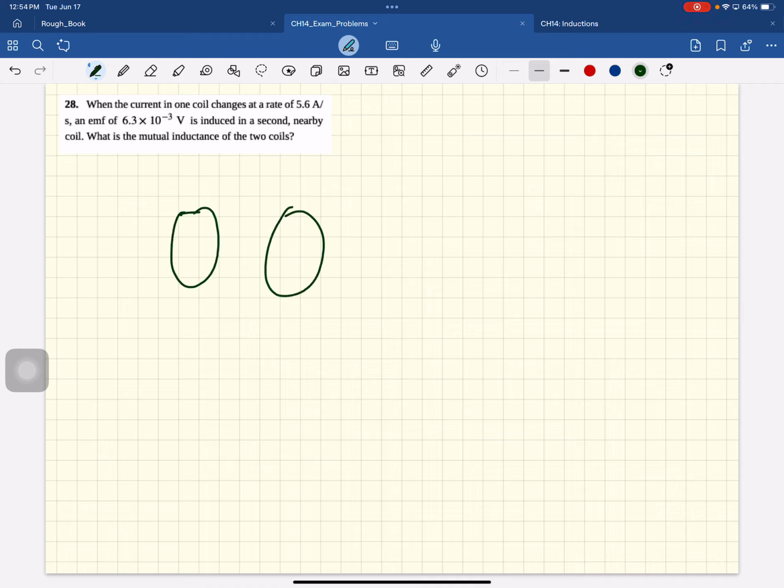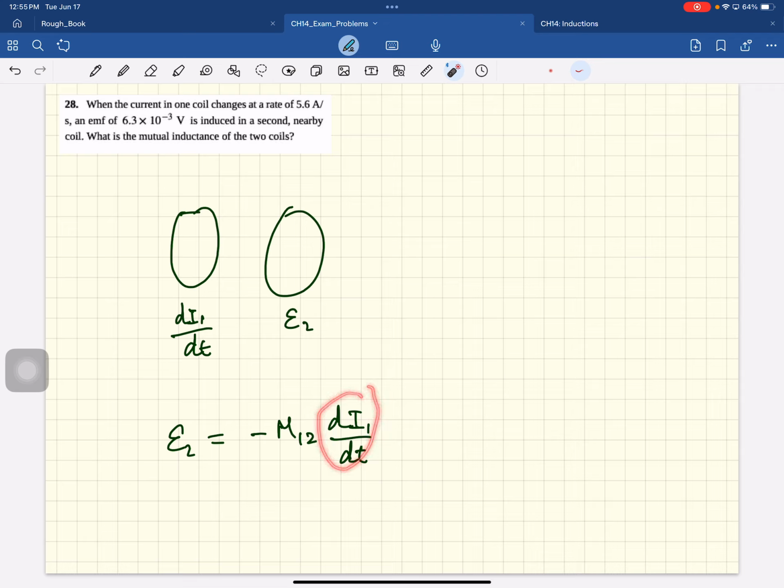Current in this coil induces an EMF in that coil. And you saw that the mutual inductance is defined by this equation. This is the rate of change of current in this coil. The proportionality constant is the mutual inductance.